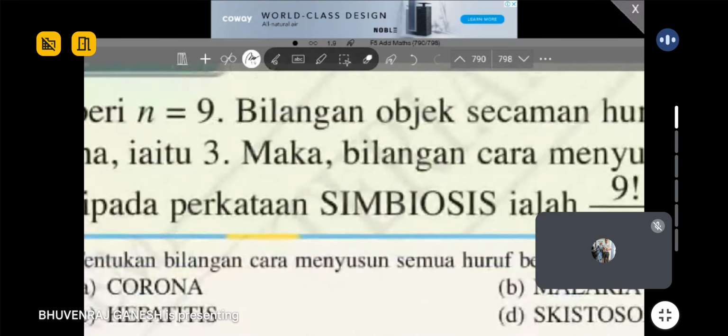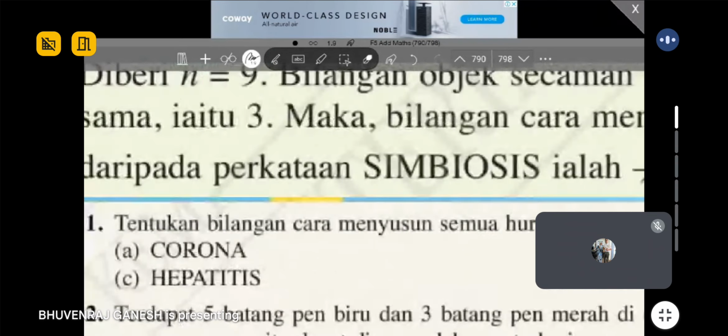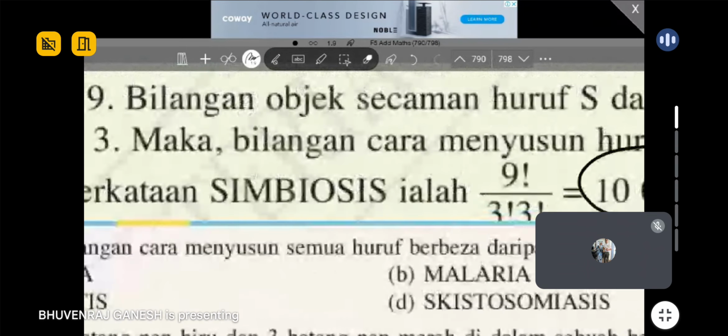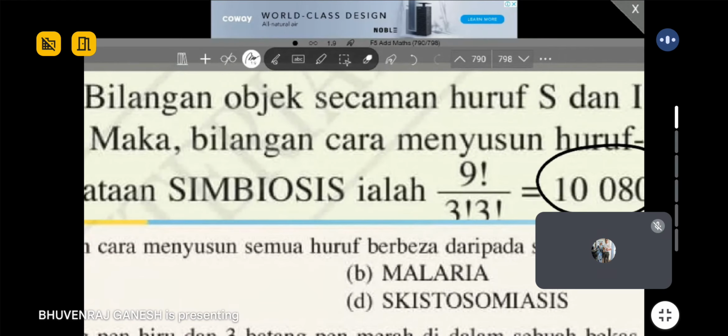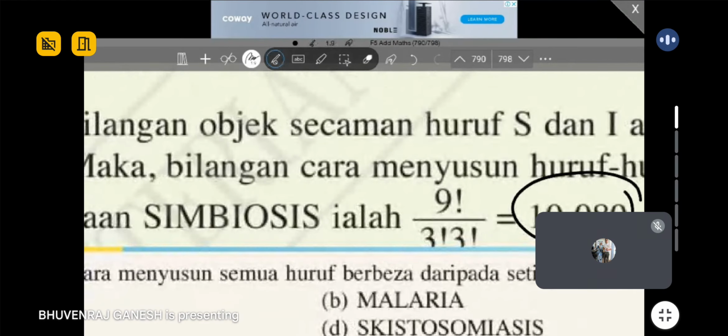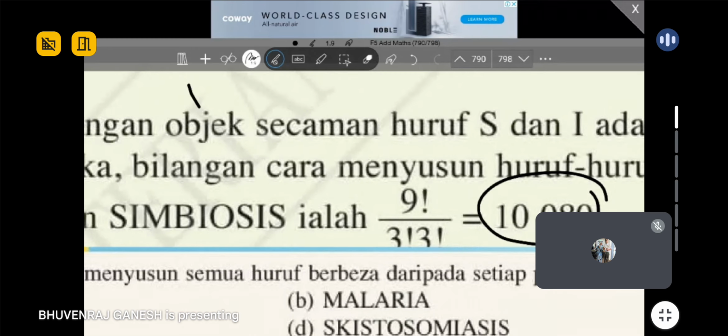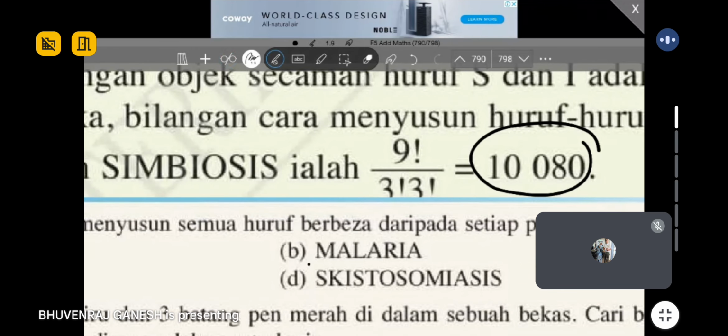Okay, so next one. Now I choose one question only among all these. We choose the hardest one. This one. Okay, guys, cuba kira untuk saya bahagian D. How many total arrangements do you have for this word? Be careful lah, this one is very long. Sangat panjang.